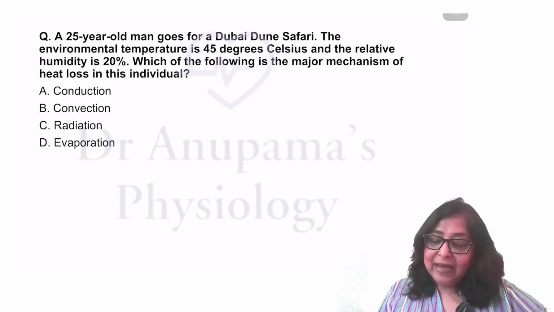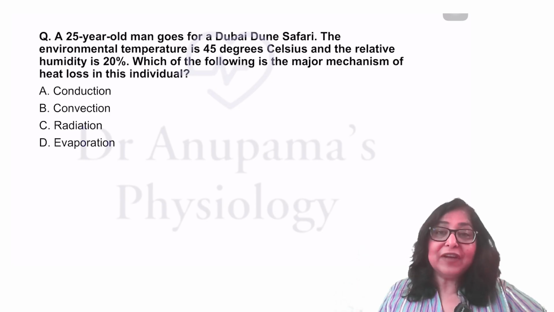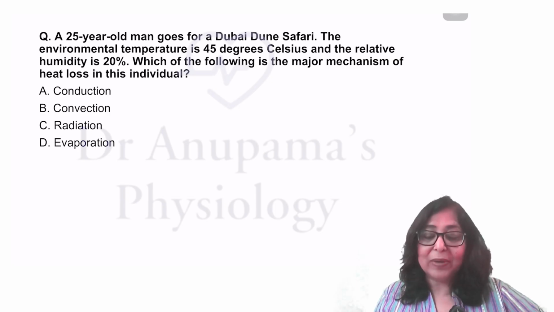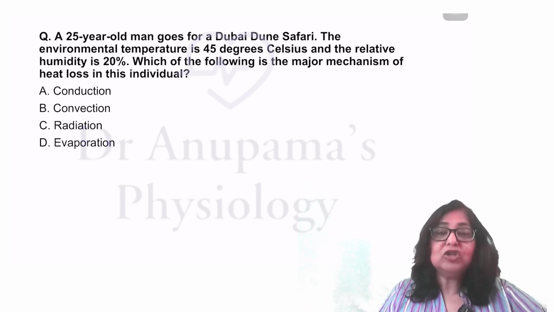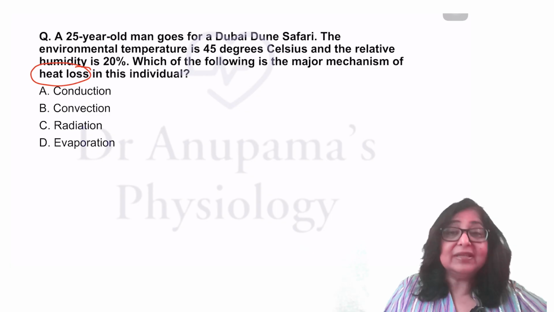A 25-year-old man goes for a Dubai dune safari. The environmental temperature is 45 degrees and the relative humidity is 20%. Which of the following is the major mechanism of heat loss in this individual? The catchword here is heat loss.